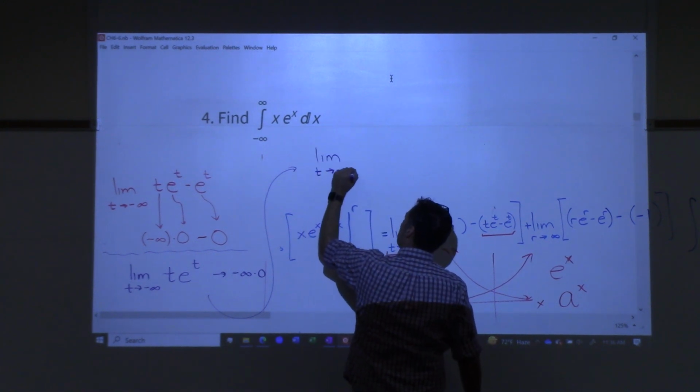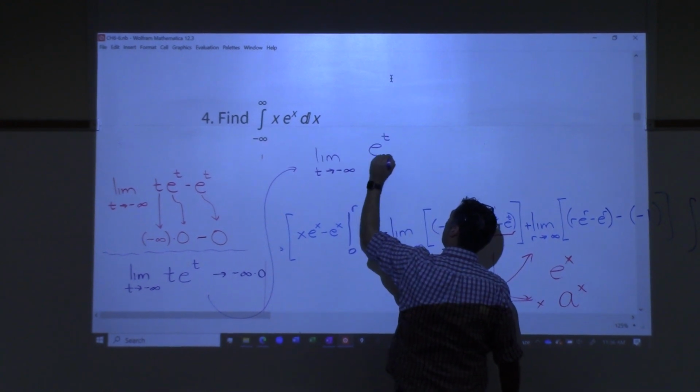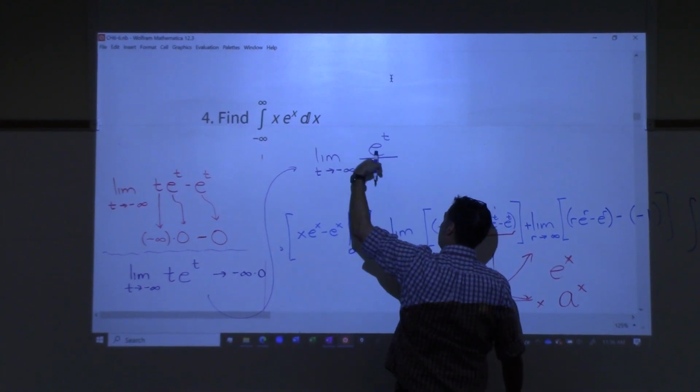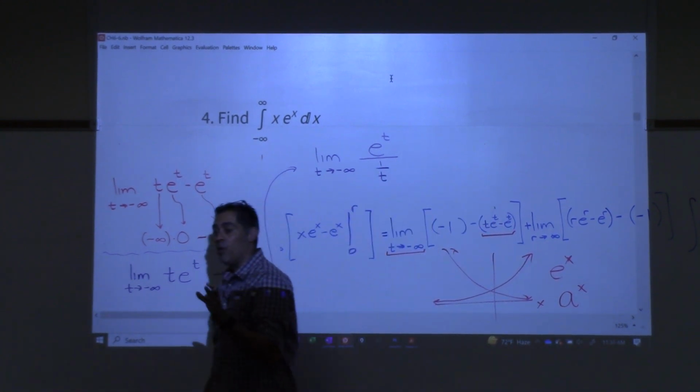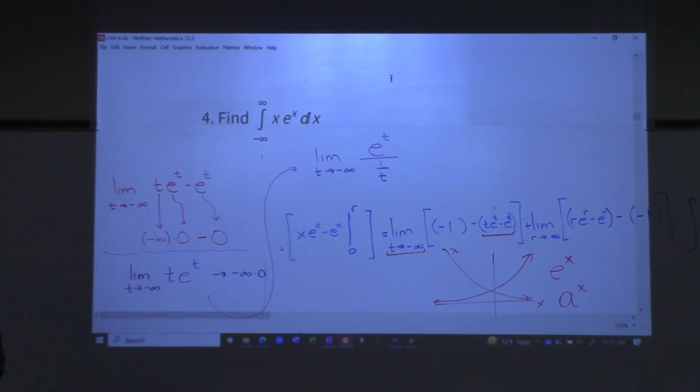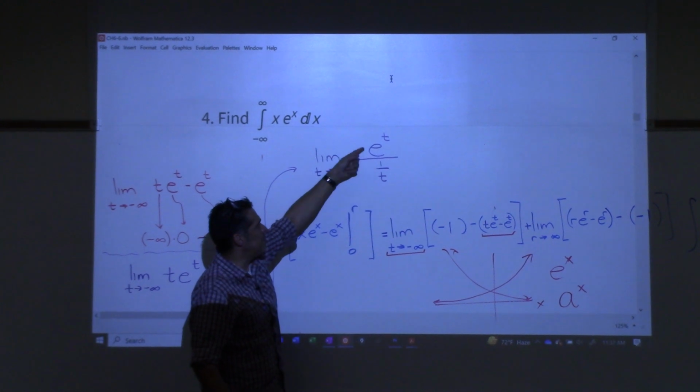So I think for me, the thing that looks easiest is to leave the e to the t on top. And on the bottom, I push the t down. When I push the t down, I can't just put a t on the bottom. What I really mean is I'm writing 1 over t on the bottom. Do you all agree that this is the same expression as this? Yes. Right? Because you can just flip that t back up there.